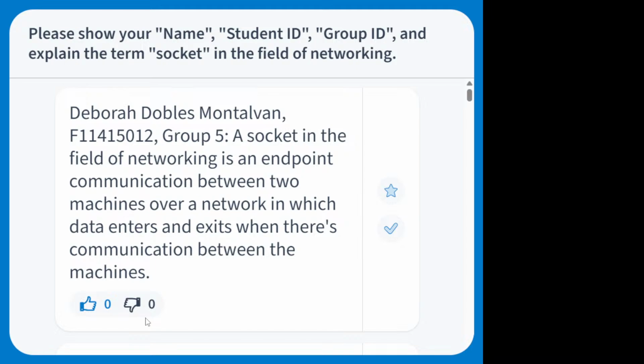Circuit. A circuit in the field of networking is an endpoint communication between two machines. Well, so in fact, this one maybe not so proper. At least probably you need to mention something like we have the function of a door, something like that. So this one not proper.